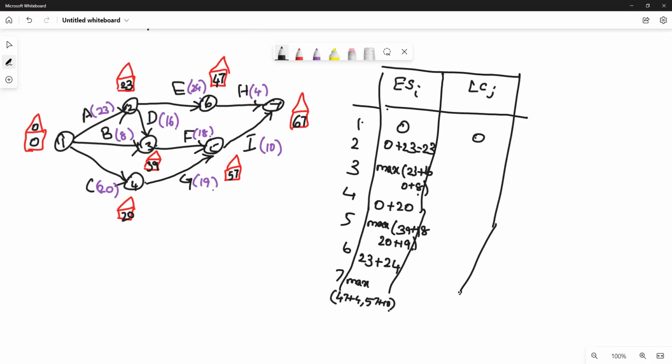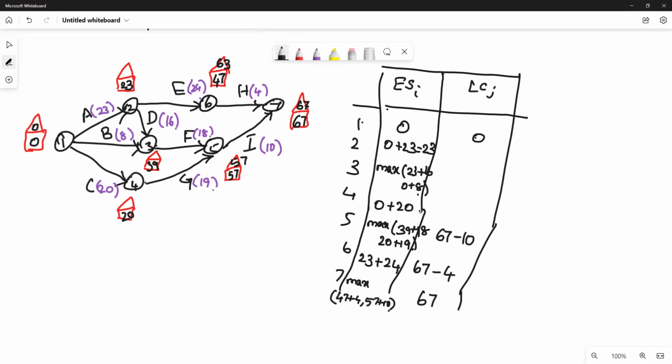Next, latest completion, that is the backward pass. You should go from the last node. The last node value is the same as the earliest start you got at the last node, so 67. Start with 67. Next, go to the previous node 6. How many activities are going out? Only one, so 67 minus duration, that is 63. Next node is 5. How many activities are going out? Only one, so 67, the value in the triangle, minus the duration 10. That is 57.